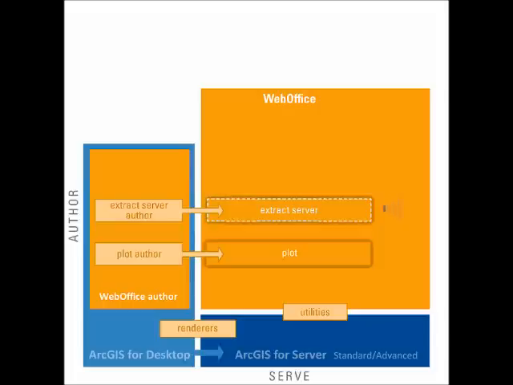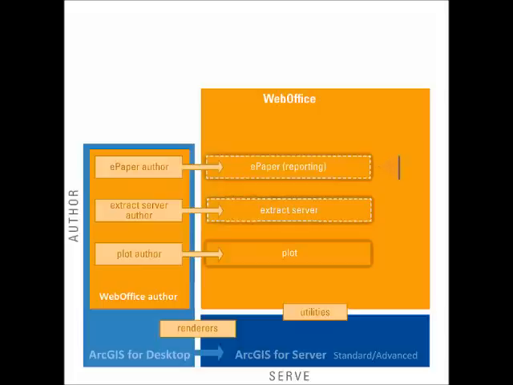WebOffice Extract Server allows web-based feature extraction, for example into common cut entities, which can then be stored locally by the client and used in legacy applications. As with the plot module, once installed, the Extract Server author plugs into the desktop-based WebOffice author. Probably the most remarkable optional WebOffice module is WebOffice ePaper. WebOffice ePaper is the innovative solution for meaningful reports that integrate maps with a multitude of other business data sources. Again, the WebOffice author becomes part of the desktop authoring environment you are using.